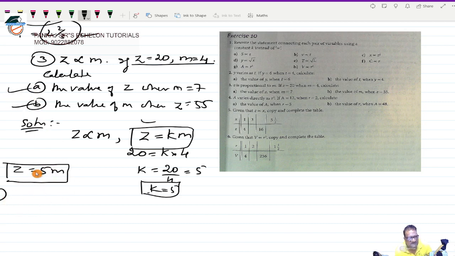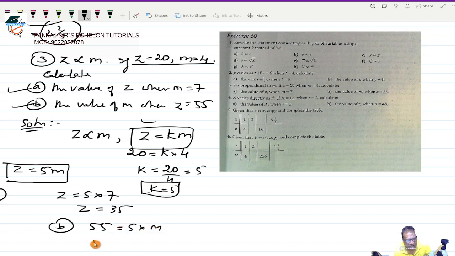A is find the value of Z when M is equal to 7. So Z will be equal to 5 times M, which is 7, no? So Z will be equal to 35. And B part of the question is find the value of M when Z is equal to 55. So 55 will be equal to 5 times M. So now M will be equal to 55 upon 5, which is equal to 11. So the answers are Z is equal to 35 and M is equal to 11 for A and B. Let me check that answer behind. The answer for question number 3 is 35 and 11, which is absolutely correct. Fine, so that was question number 3.